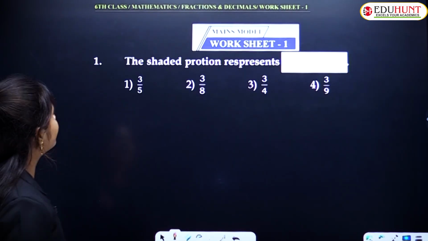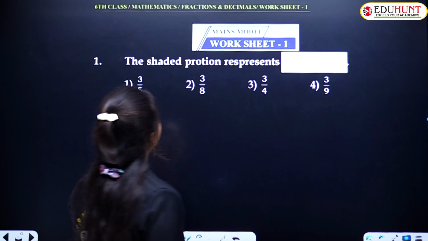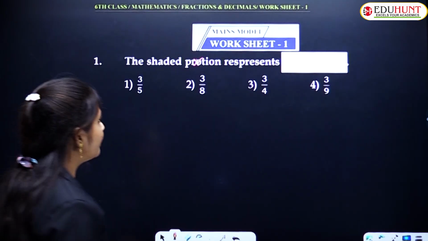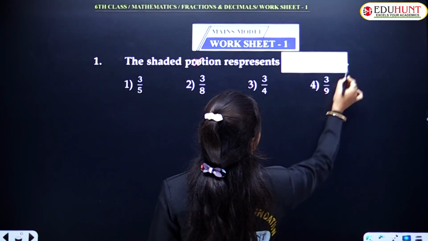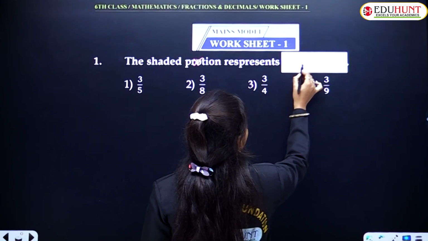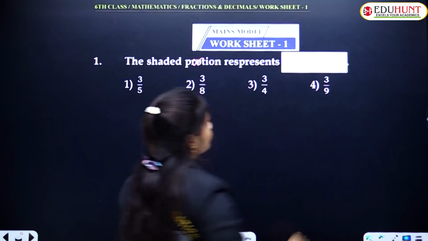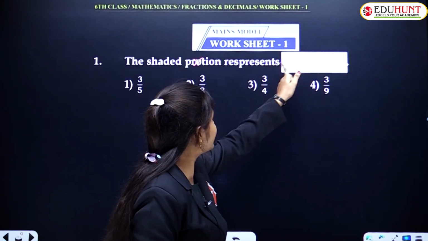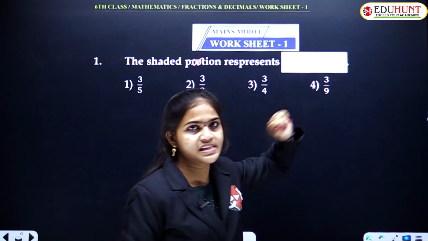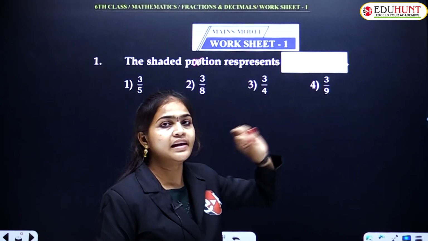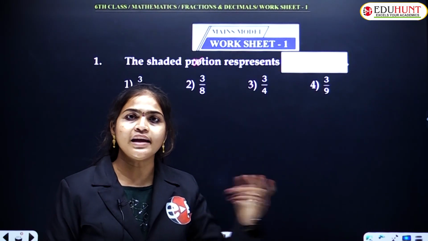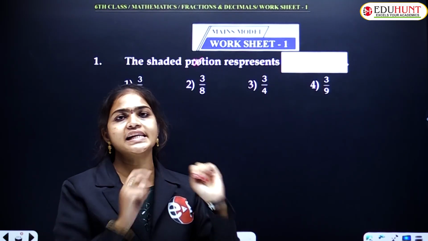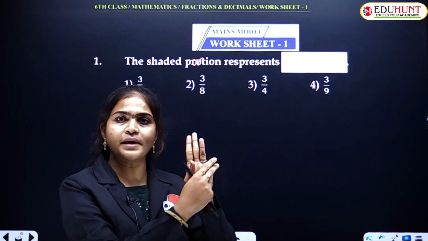See the first question. The shaded portion represents... Here one figure is given. This total figure is divided into how many parts? 1, 2, 3, 4 parts. Out of 4 parts, how many parts are shaded here? Shaded means just the lines there. That is shaded and this is unshaded. 3 parts are shaded. Totally 4 parts are there. So out of 4 parts, 3 parts are shaded.